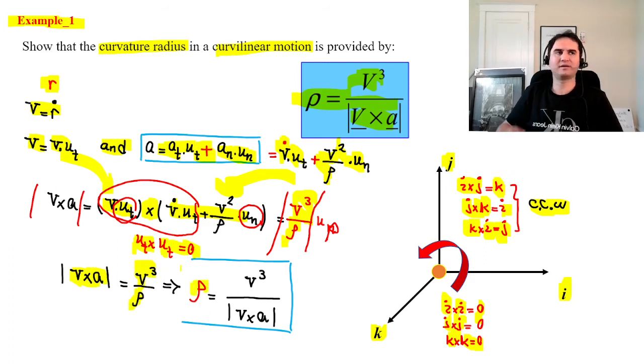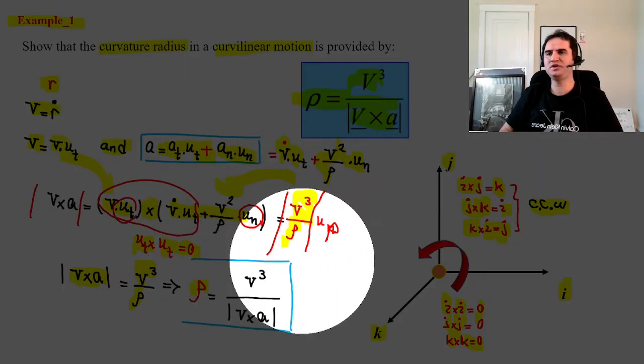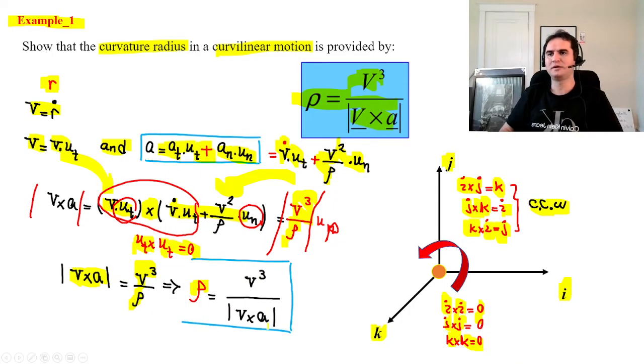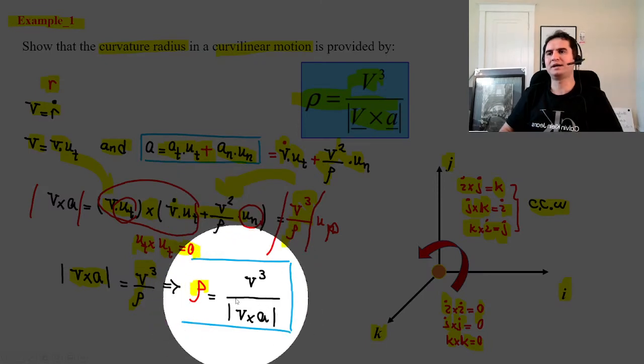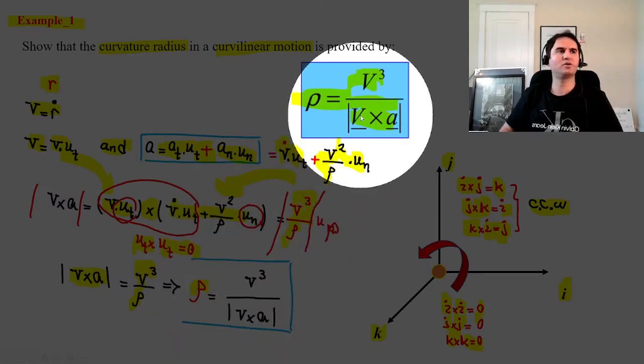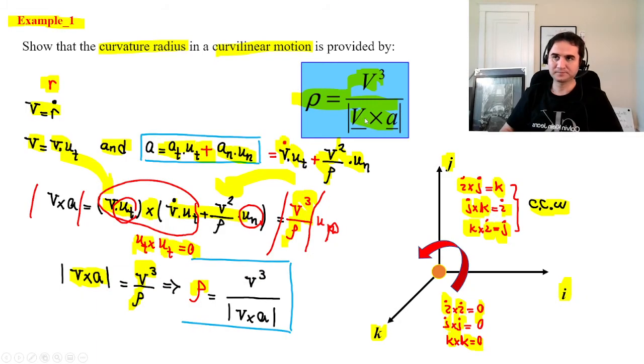over rho. Rearrange the equation in terms of rho, and it just gives you rho equals v cubed over the absolute value of v cross product a. So v cross product a, and if you compare that, that's exactly our statement at the top.